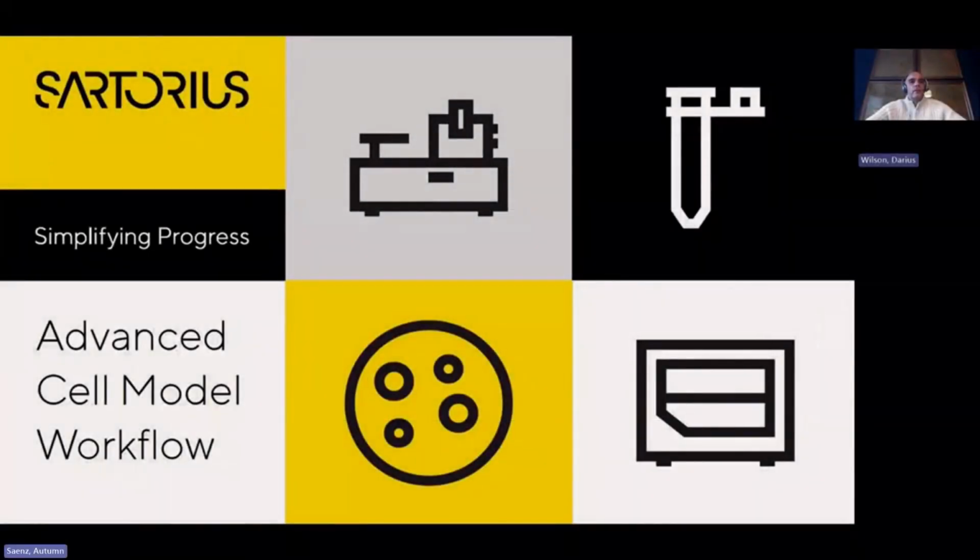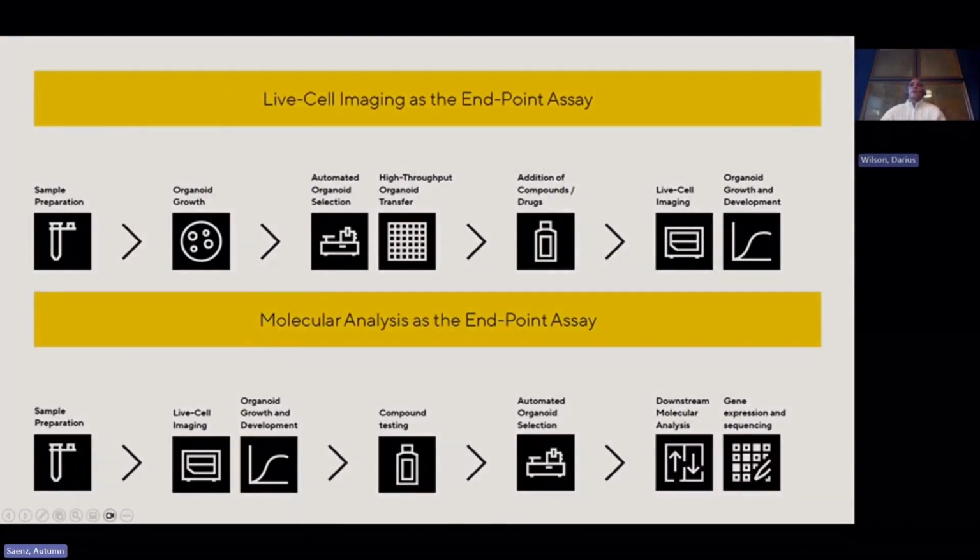Hello, and welcome to a rather short presentation on advanced cell model workflows. Today, we're going to be specifically talking about organoid identification, isolation, and transfer using an automated organoid picking instrument. So one thing we've realized over the last couple of years is that many organoid researchers will be doing their organoid work completely differently to one another.